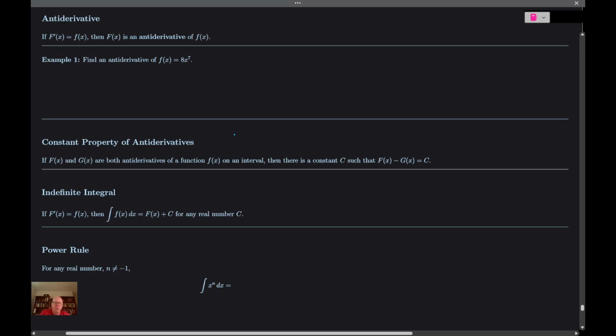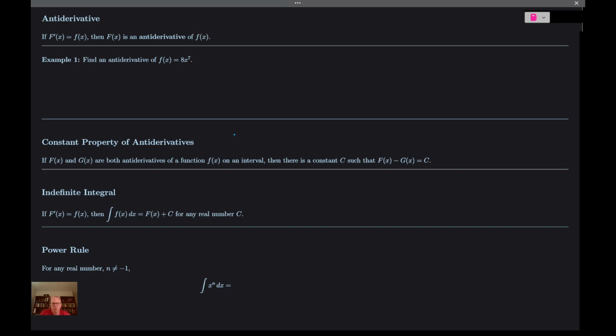So basically, instead of having a function and taking the derivative of it, we're going to go backwards and start with a function and find what function that original function would be the derivative of. To give you an example, find the antiderivative of 8x to the 7th. Now, this looks like a power function, and it is a power function. So how did we find the derivative of a power function?